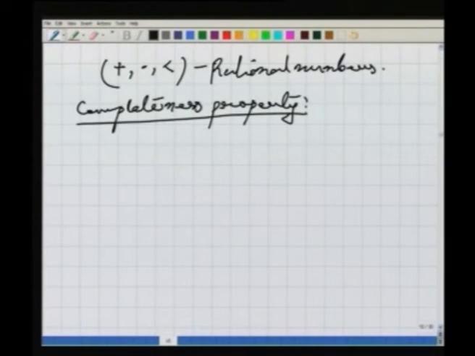Well, what is the completeness property? Notice that we have not really constructed the set of real numbers. We have just assumed that some such thing exists. If that is the case, I cannot really deduce what the completeness property is. So, I would like to throw it in as an axiom. That means you just have to assume it.